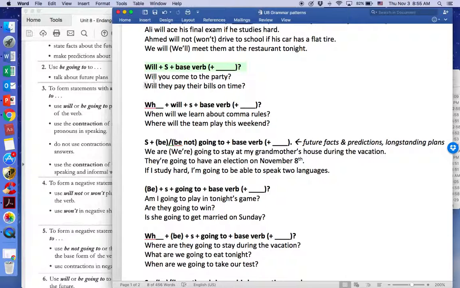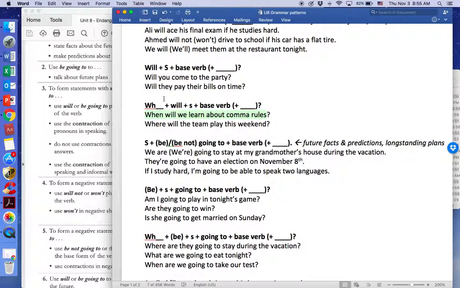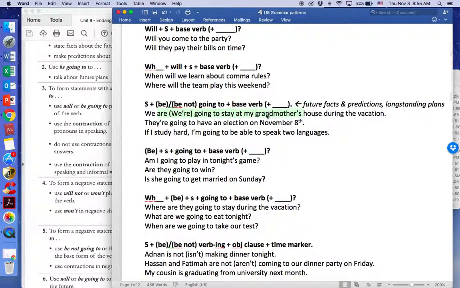Will you come to the party? This is a yes-no question. Will they pay their bills on time? This is a yes-no question. We can also form information questions by adding a WH word before will, and then we follow the same basic sentence structure. Will, subject, base verb, optional. When will we learn about comma rules? Where will the team play this weekend? These all require information in the answer. Okay, we've done this one here.